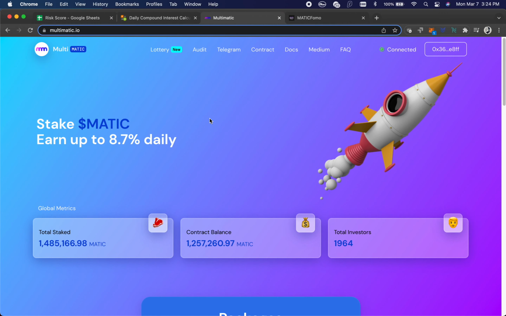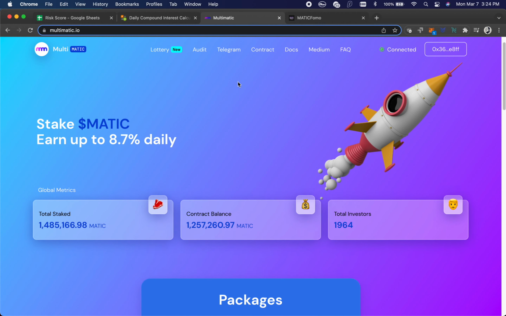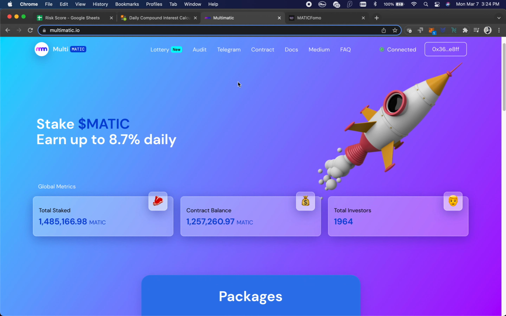Multimatic, it's one of my favorites. Yeah, let's talk about it. The contract balance has been steadily increasing little by little, which is great. They added the lottery. I did a video on that, which is awesome because any proceeds from that go straight to the balance. There's no dev fee. They're not taking anything from that lottery.